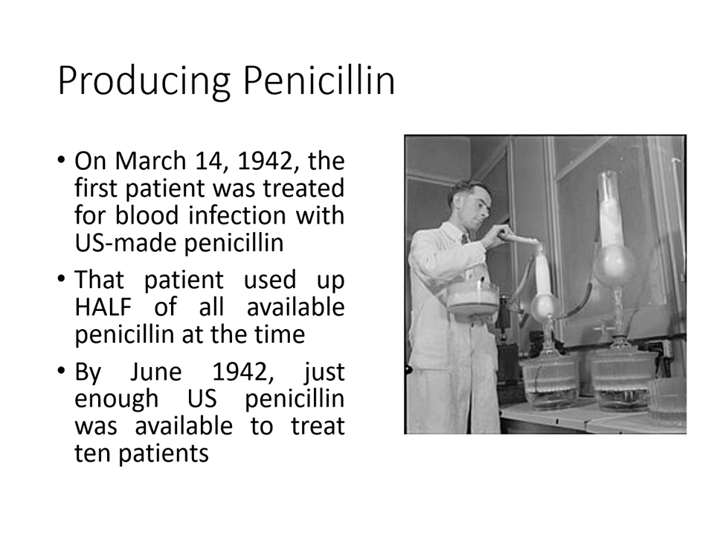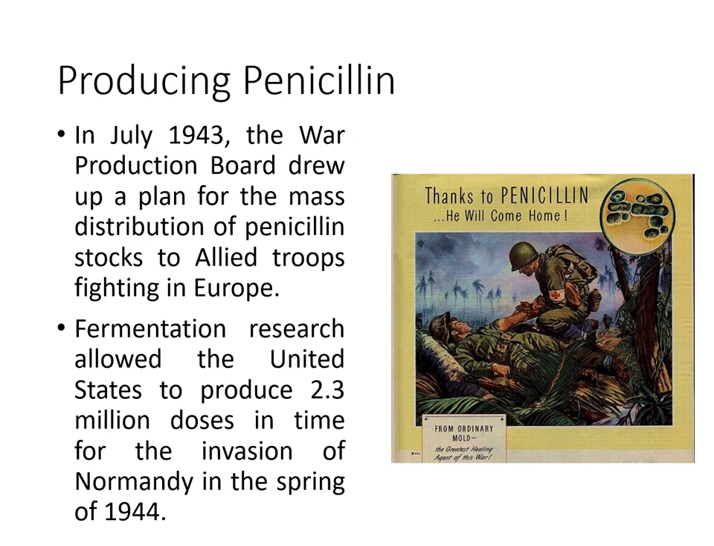And over time, they refined the process, and then they partnered up with other experts in the field. So by June 1942, the U.S. was able to make enough to treat 10 people now. It's not a huge improvement, but it's better than using half of your stock on one person, right? So penicillin helped reduce the number of deaths and amputations of troops during World War II.